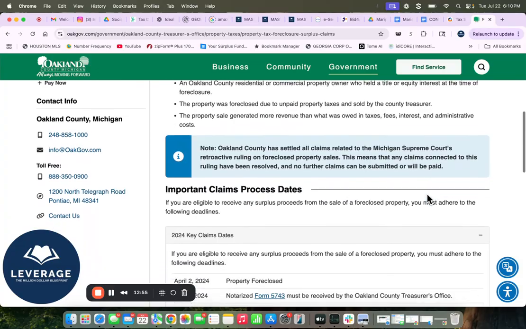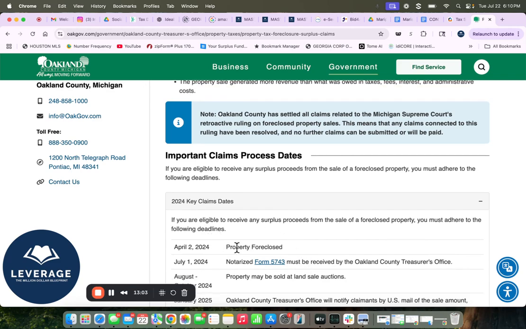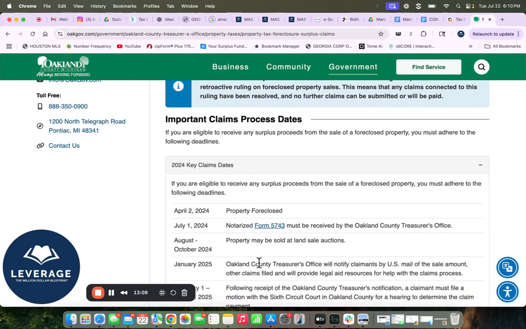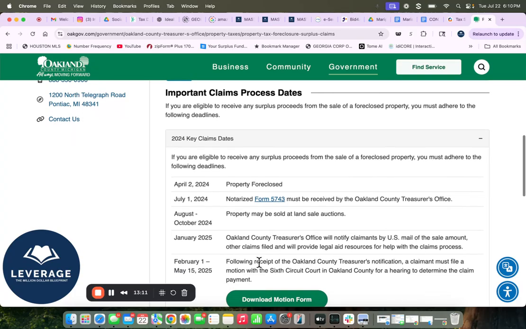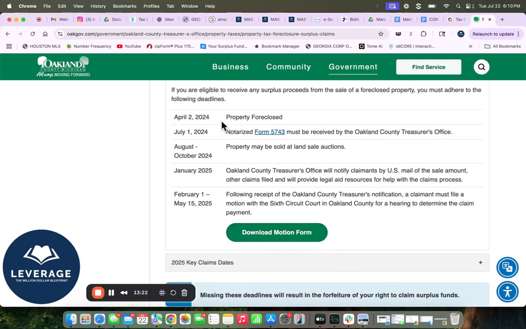It basically tells you the process, and it shows you all the stuff that must be received by the Oakland County Treasurer's Office. It tells you when the property foreclosed, when you can go and do the notarized form, and so on. So I come here to look and see, number one, what type of county this is. Number two, what is the redemption? How long does it take for me to file the claim? It gives me a timeline of when I can get a notarized form and all that stuff. So this tells you what you need.